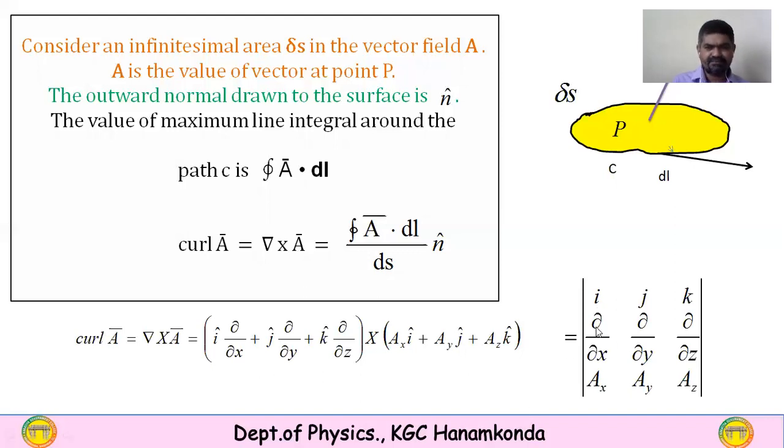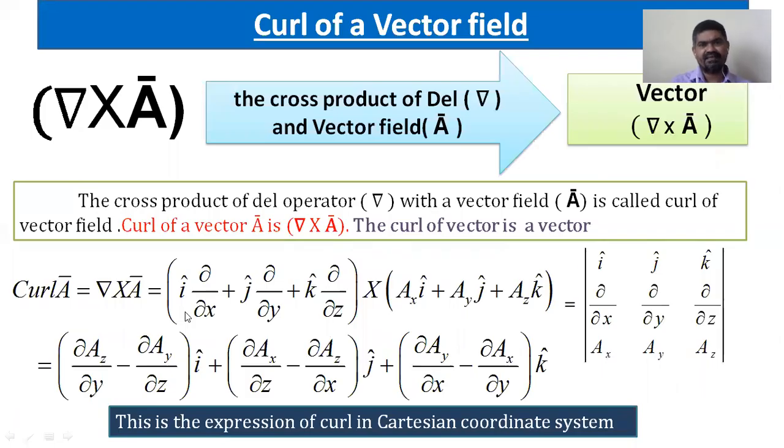This can be written mathematically in determinant form, with i cap, j cap, k cap, which are the unit vectors along the coordinate axes, in the first row, then dou by dou x, dou by dou y, dou by dou z, and then the i component of the vector, that is Ax, the j component, that is Ay, and the k component, Az. So Ax, Ay, Az. This is the determinant form to get the curl of a vector field. Let us see: del cross A bar, that is nothing but the cross product of the del operator and the vector field, gives us the curl of a vector field, which is also a vector.